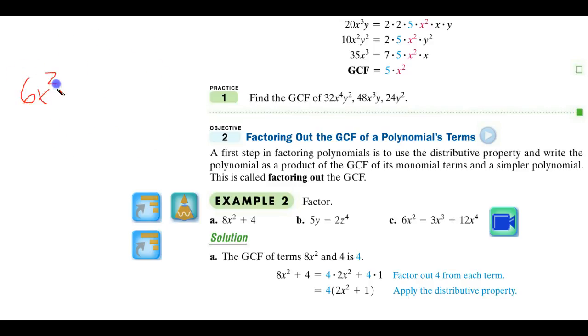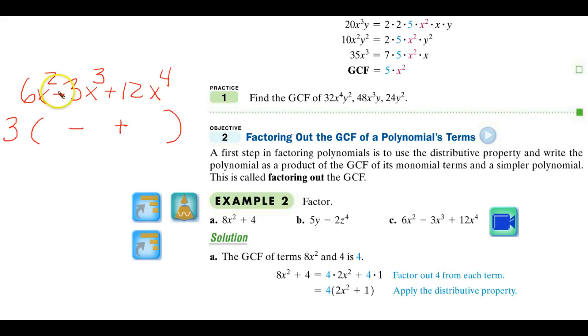6x squared minus 3x cubed plus 12x to the fourth. So here it looks like there's a common what in each term? Of 3. And we can put our signs in already.